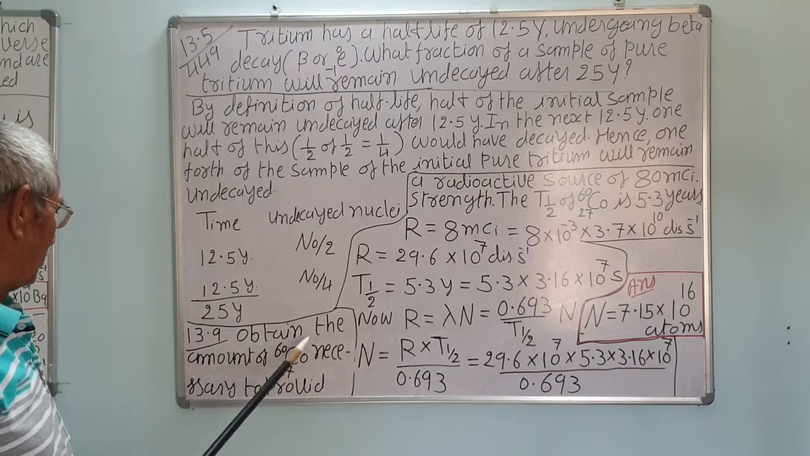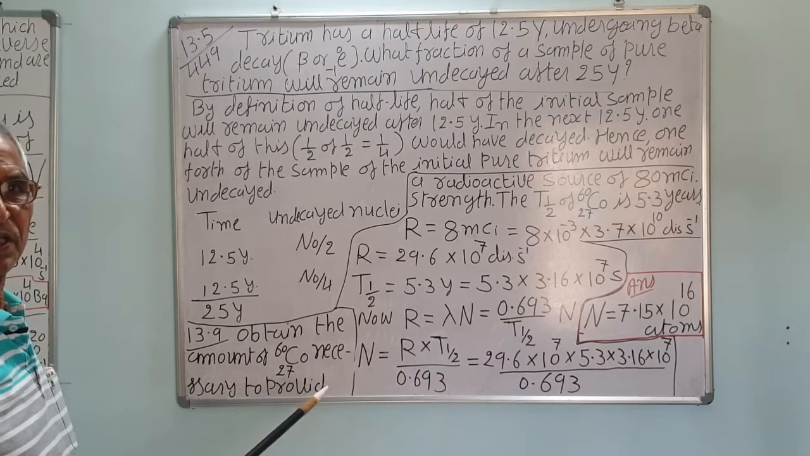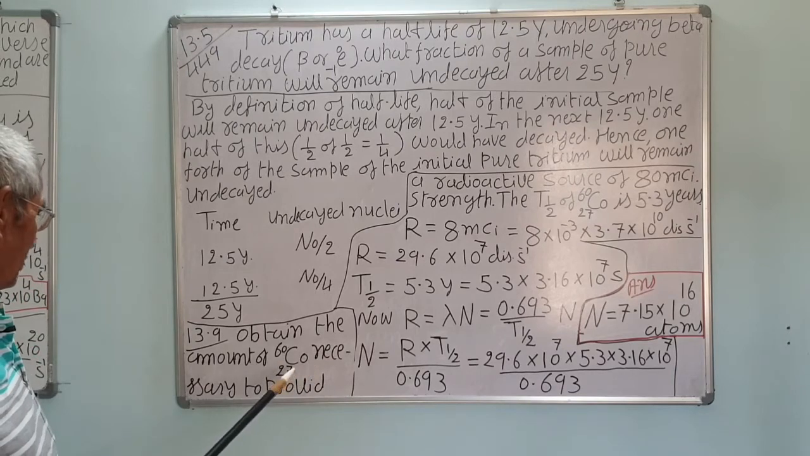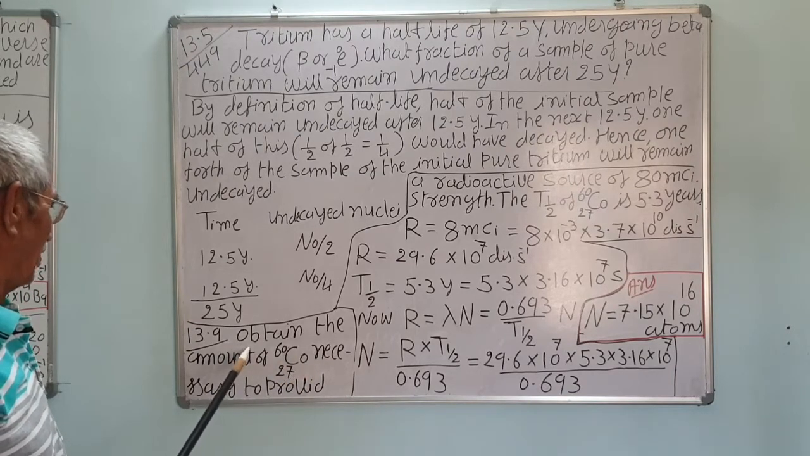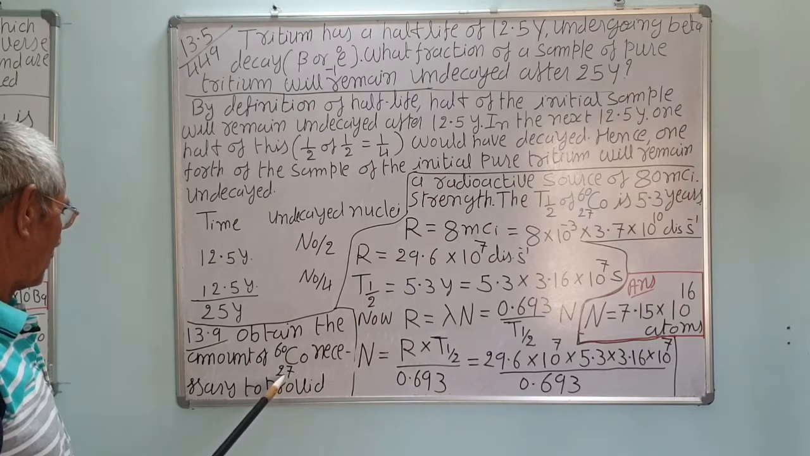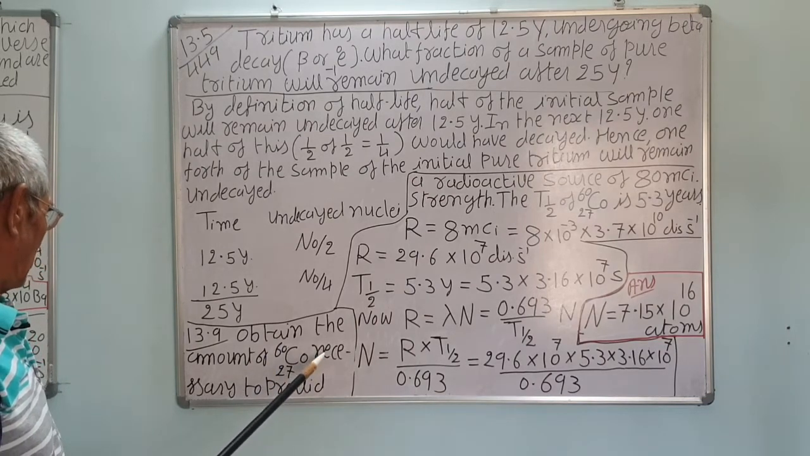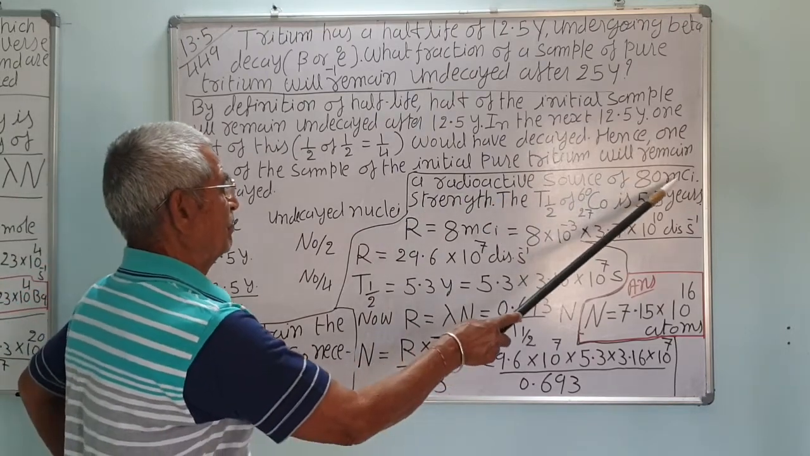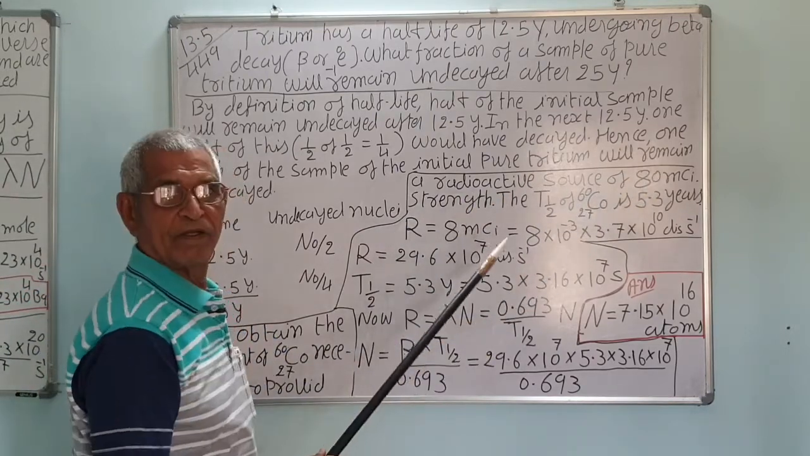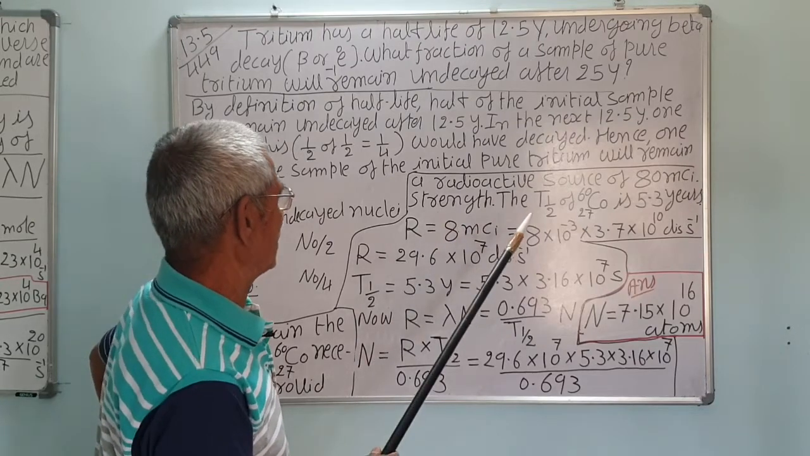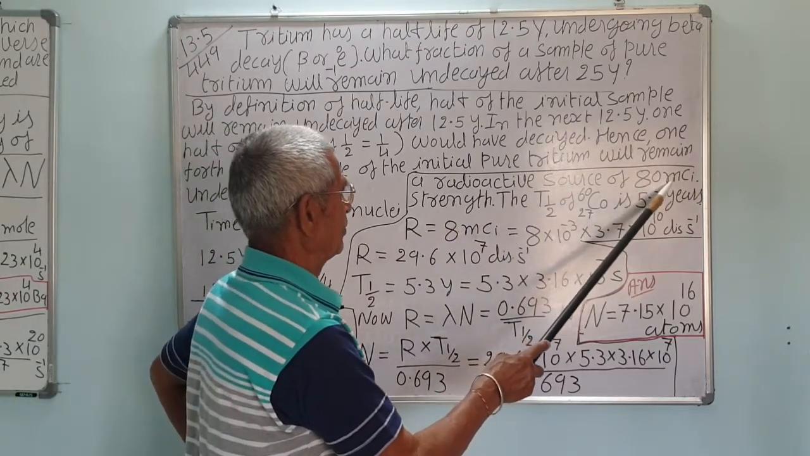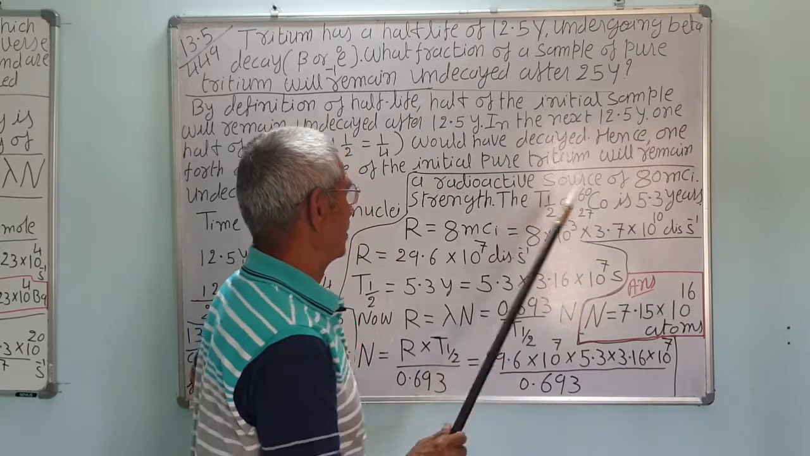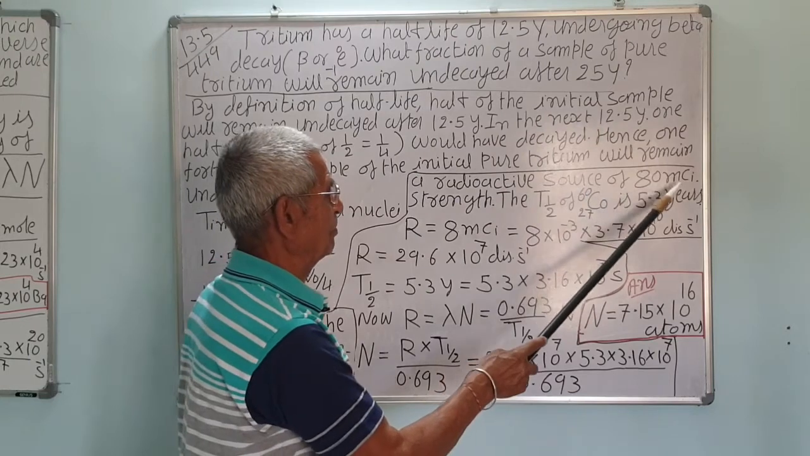It first emits beta rays and then converts into nickel, which is in the excited state, emitting two gamma rays, which kill the cancerous cells. Obtain the amount of cobalt-60 necessary to provide a radioactive source of 8 millicurie strength. It can emit radioactive rays, that is atoms disintegrate, 8 millicurie.